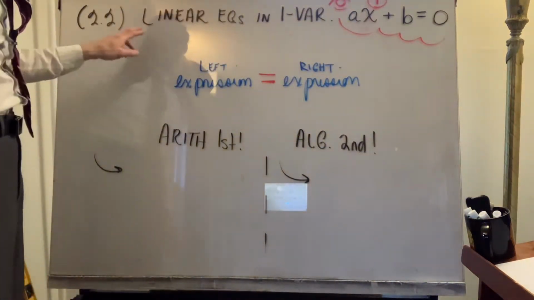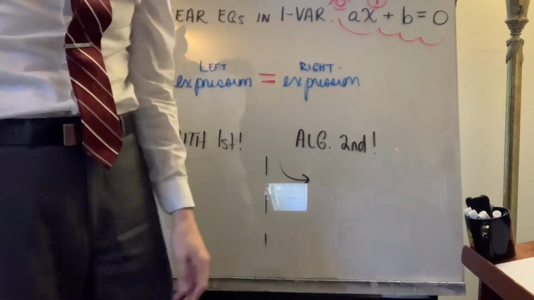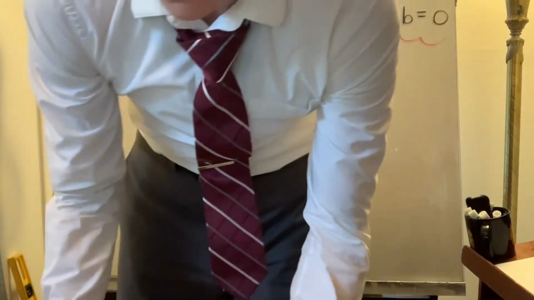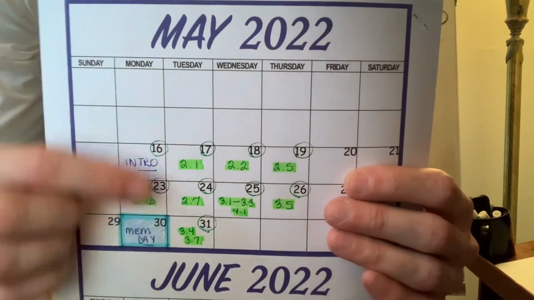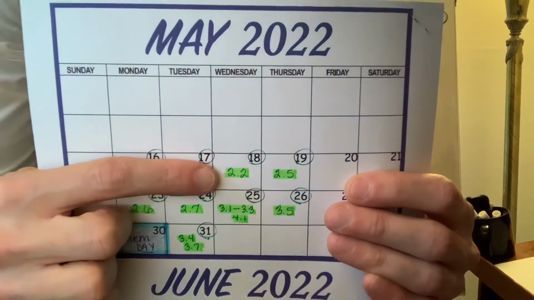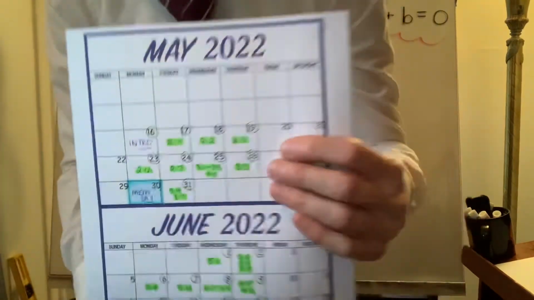Hello again, folks. Today we're going to be covering section 2.2, linear equations in one variable. Here's a quick look at the calendar just to verify. This video is for Wednesday, the 18th of May, so we'll be covering section 2.2 per the schedule.